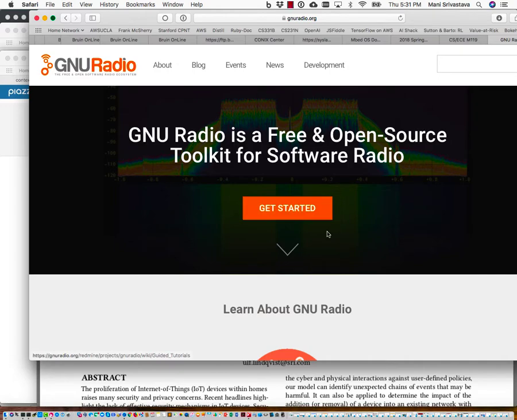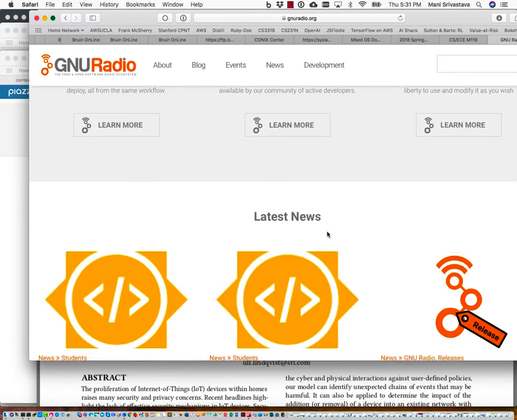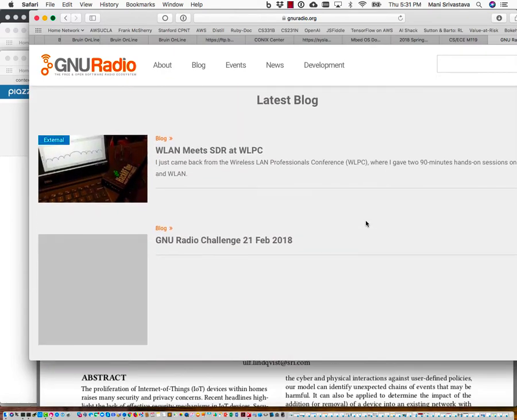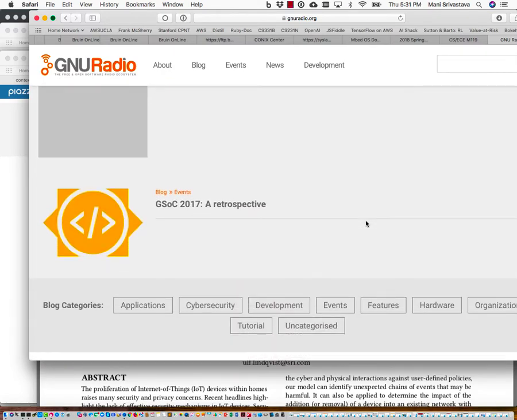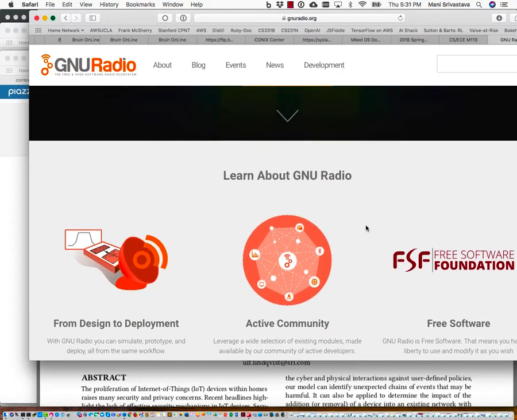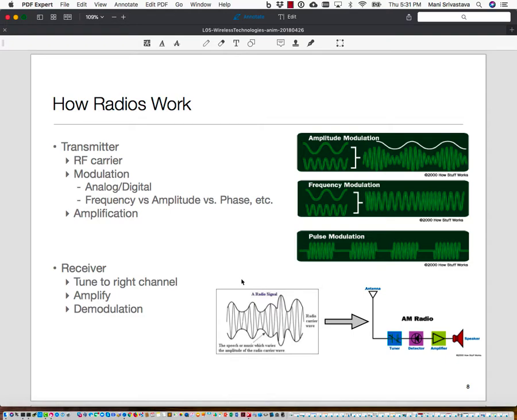There are much more costly software radios which obviously work at higher rates, but in any case, I just wanted to point this out. This is actually a pretty nice thing that exists out there, and you can buy these radios on Amazon. Lots of companies are selling them. Okay, so switching gears here. So that's what happens on the radio side.